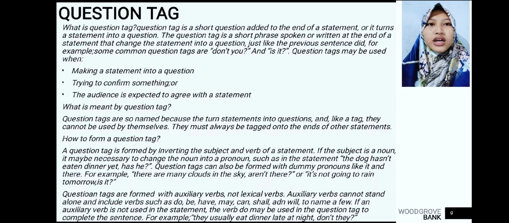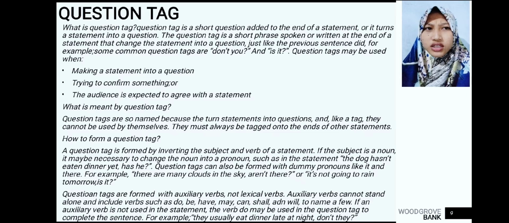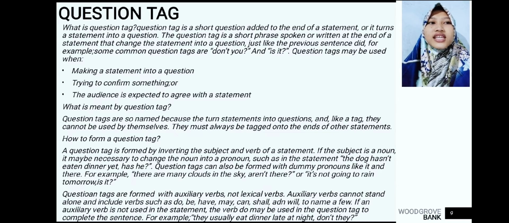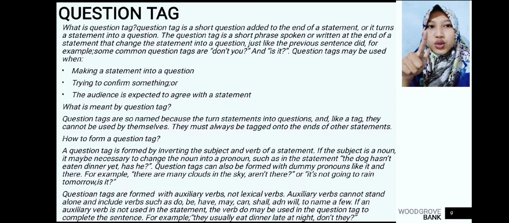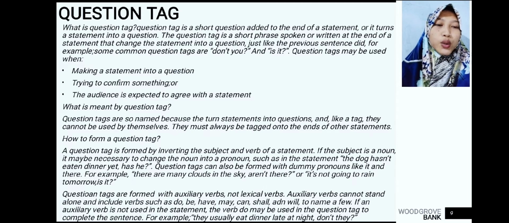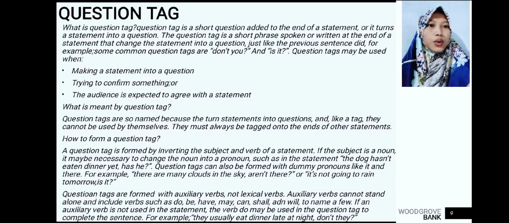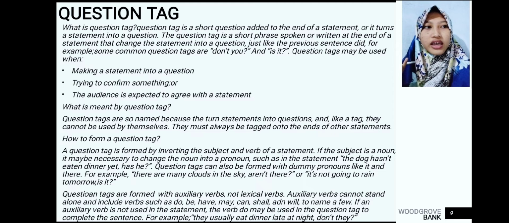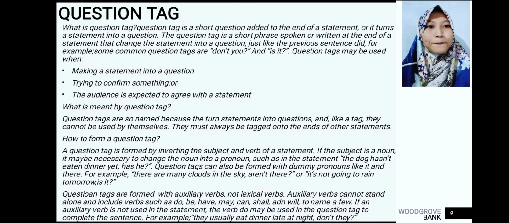For example, some common question tags are "don't you" and "is it." Question tags may be used when making a statement into a question, trying to confirm something, or when the audience is expected to agree with a statement. What is meant by question tag? Question tags are so named because they turn statements into questions, and like a tag, they cannot be used by themselves. They must always be tagged onto the end of another statement.